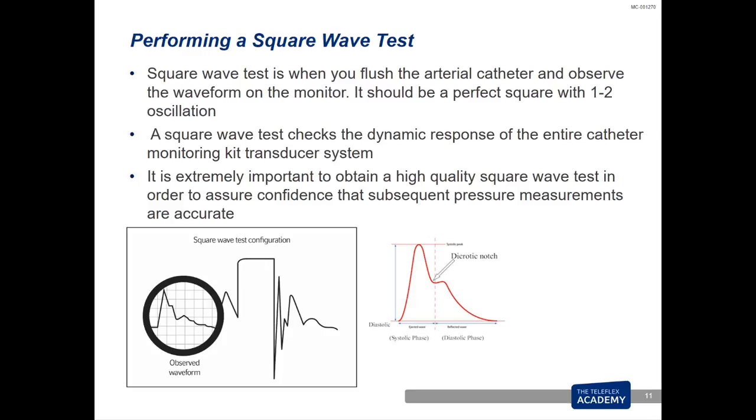A square wave test checks the dynamic response of the entire catheter monitoring transducer system. So if you think about the entire pathway of fluid between the catheter and the transducer and the saline bag or the heparin bag, it's looking for any imperfections within the system. So you really need to check this every day. It's extremely important to obtain a high quality square wave in order to have extra confidence in what your arterial pressure tracing might be and to make sure it's reflecting an accurate reading.